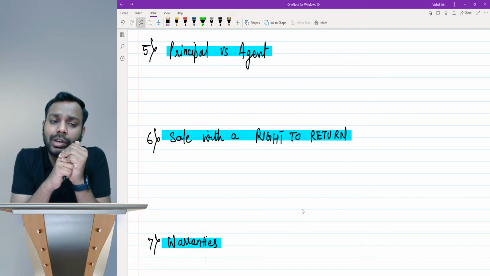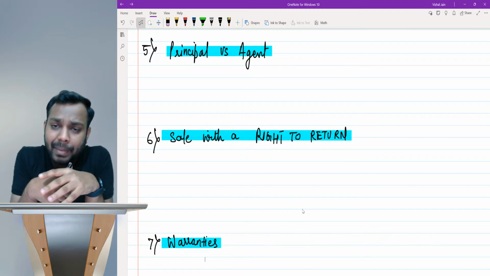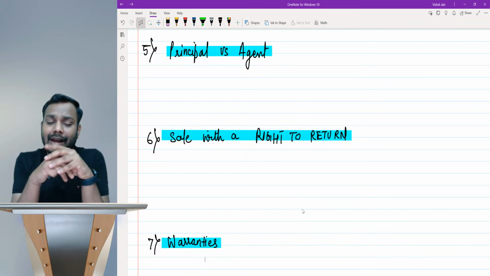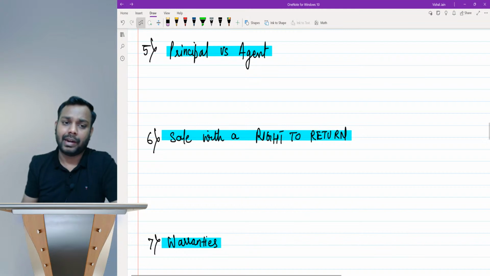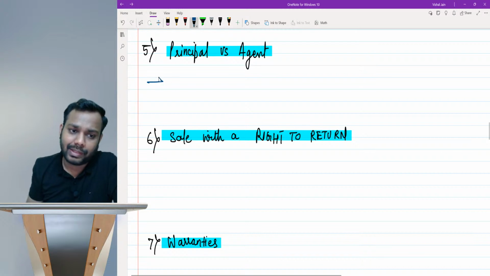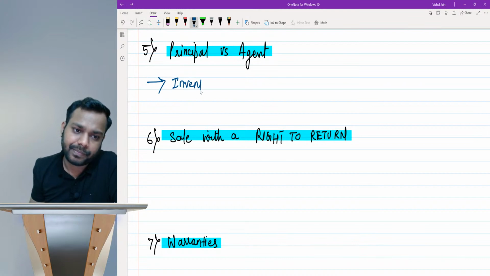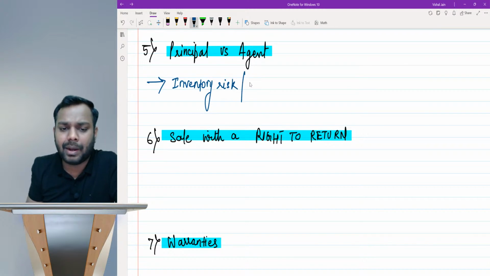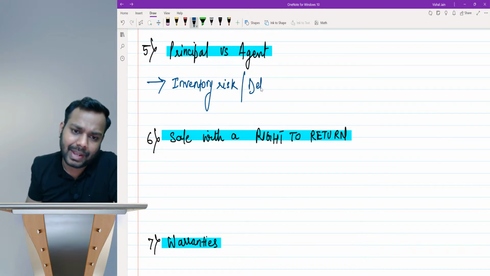Now the question comes up: how will Make My Trip recognize revenue, and how will Indigo recognize revenue? First we'll understand how to bifurcate who is an agent and who is a principal. For that, three things. One, who bears the inventory risk? Who determines the price?